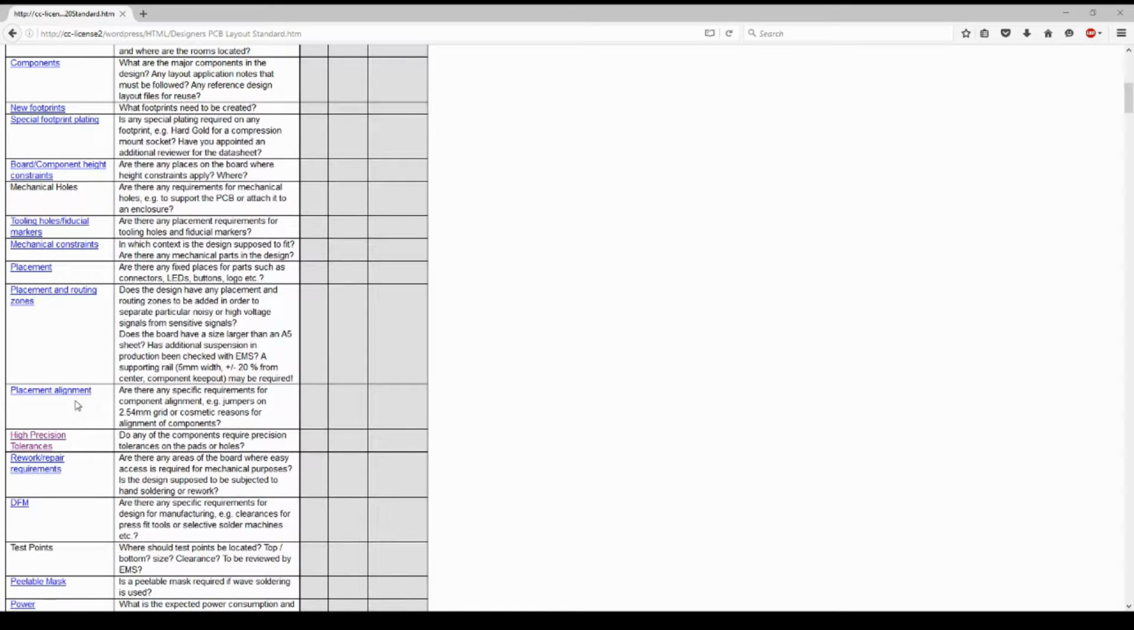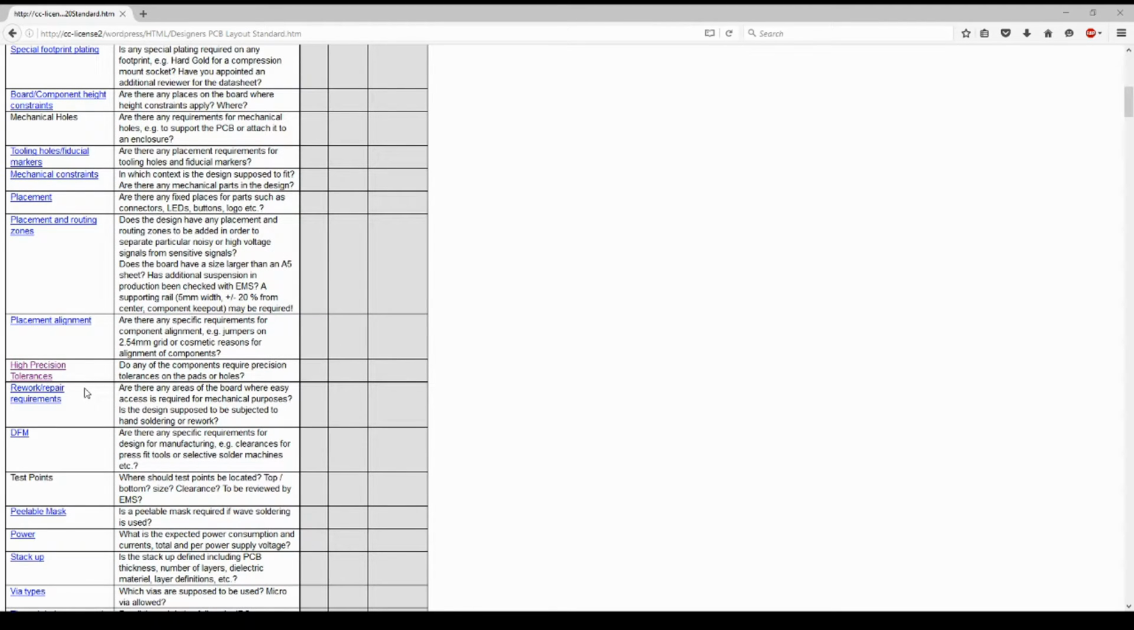Placement and routing zones. When we start to do a design, there can be various reasons for having a specific order of the routing and the placement, and that could be due to electrical interference. It could be due to just simple planning of the design.